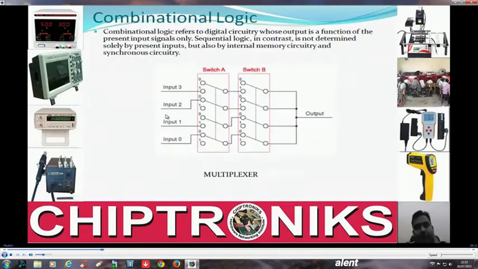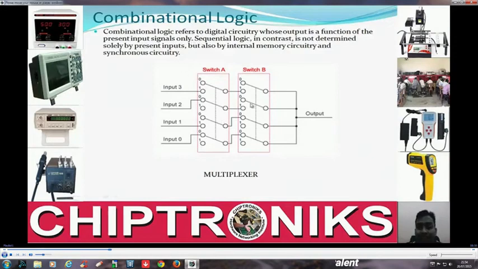Alright, and combinational logic. This is very important, but I don't think it would be much important for a person who is into repairing. If you want to understand everything very smoothly, you must understand what a combinational logic is. In a laptop motherboard schematic, you'll find AND gates and NOR gates, and these are all combinational logic. What exactly is combinational logic? Combinational logic refers to digital circuitry whose output is a function of present input signals. This seems hard to understand, but let me simplify it.